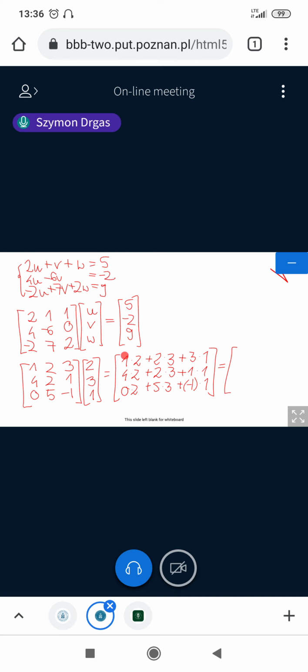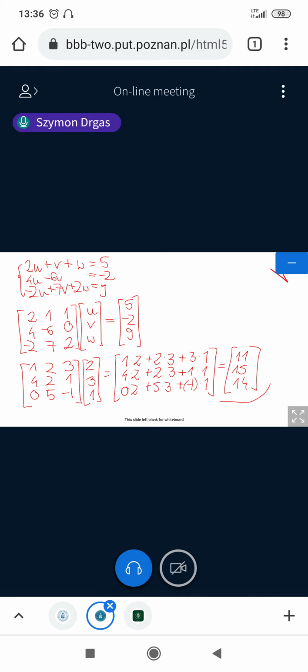Okay, so we have 2 plus 6 is 8, plus 3 is 11. Then we have 8 plus 6, which is 14, plus 1 is 15. And then we have 0 plus 15 minus 1. So that's the result of this multiplication.